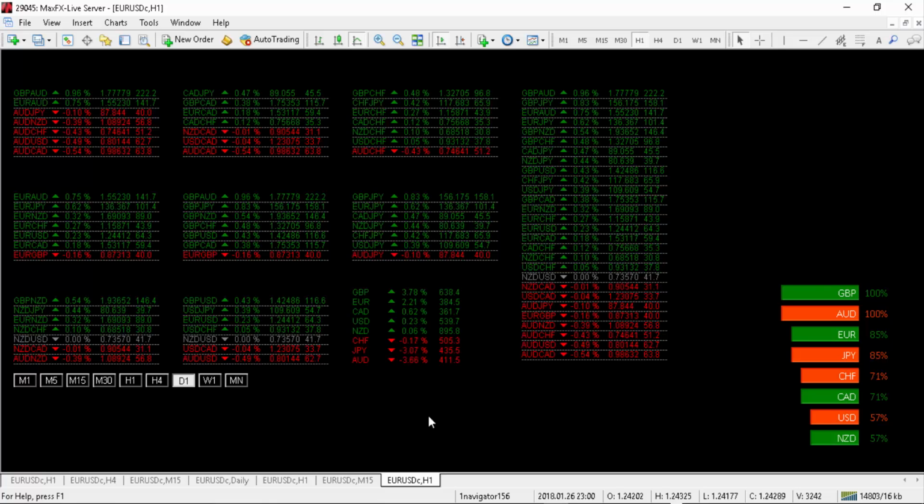Today is Thursday, February the 1st, and it's 45 minutes past 10 in the morning. Let's see how the Forex market is performing through the index grid of our best and worst dashboard.